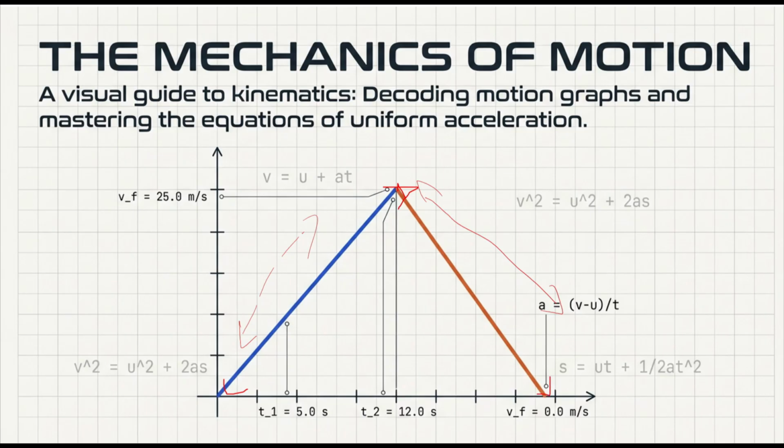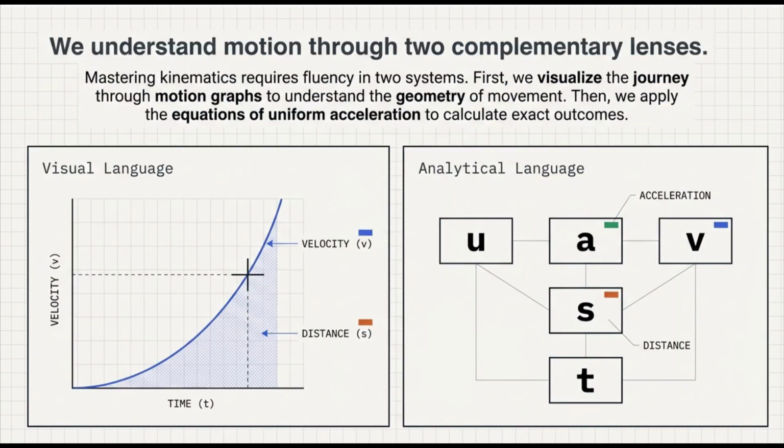Got it. So by understanding the shape of this graph, we can determine important quantities such as acceleration, distance traveled, and final velocity. Our goal today is to connect graphical interpretation with the mathematical equations to develop a complete understanding of motion. So let's start with understanding motion through two complementary lenses. Kinematics can be approached in two different but complementary ways.